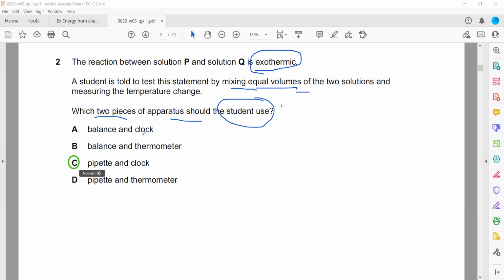Balance is for mass, clock is for time. We don't have to measure time. Nothing is mentioned about the time, so we don't need it because we don't have to measure it in the question. We don't have to measure the mass. Here a thermometer is there, but we don't have to measure the mass, so it cannot be the answer. Again, volume, we can use a pipette. So the two apparatus which we need are a pipette and a thermometer. Using a pipette will measure the volume, and using a thermometer will measure the temperature. Is it clear? Question 2.